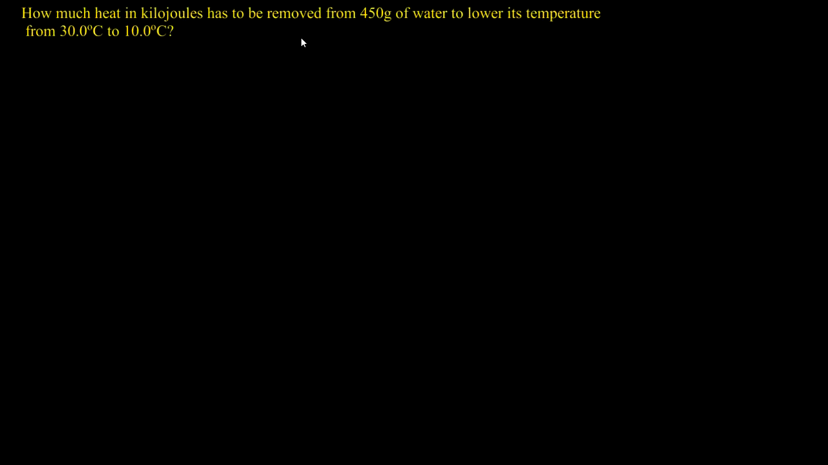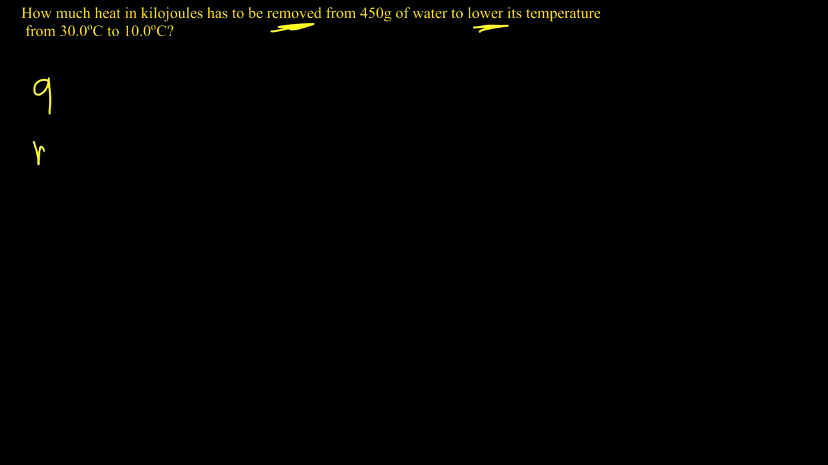So the next one says, how much heat in kilojoules has to be removed from 450 grams of water to lower its temperature from 30 degrees Celsius to 10 degrees Celsius? Keywords are very important in this one. We're removing heat energy to lower its temperature. If you're lowering your temperature, your Q, your heat energy, is negative. So make sure your answer is negative for this one.